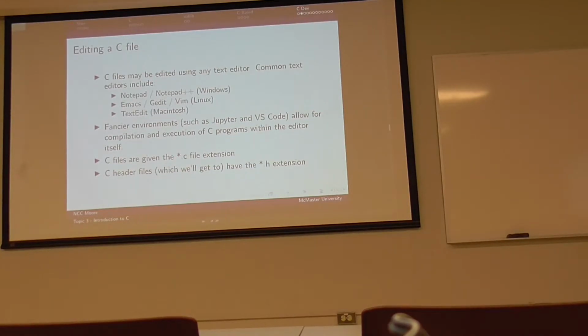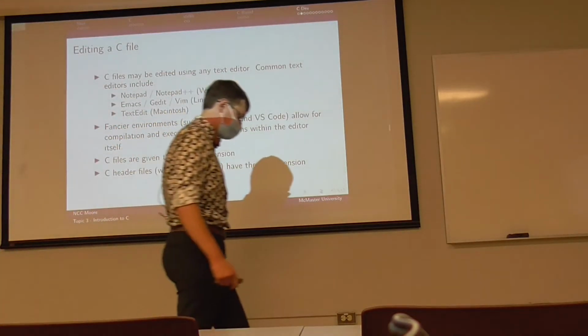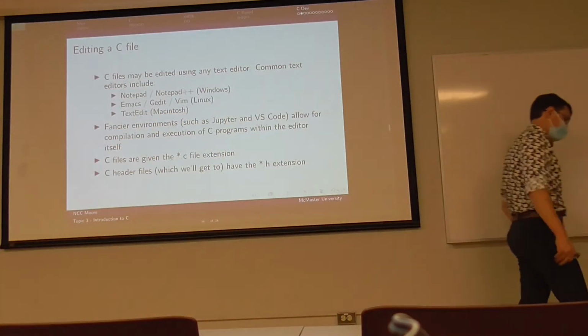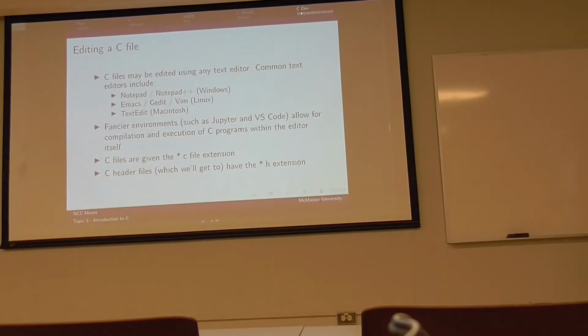Anyway, C files are given this .c file extension. There are actually a couple different file extensions that C uses for various stages in this compilation process. .c is a C source code file. .h is a C header file. We'll get into header files.